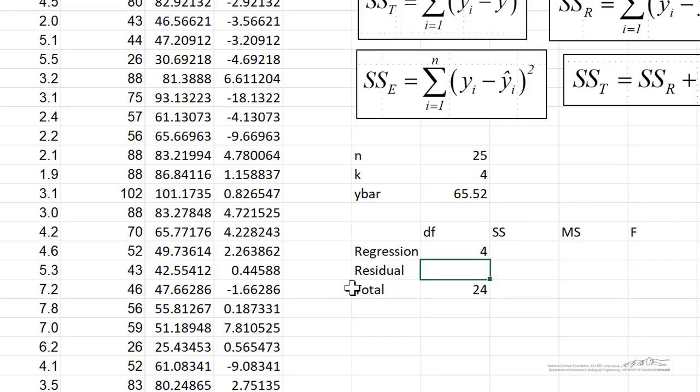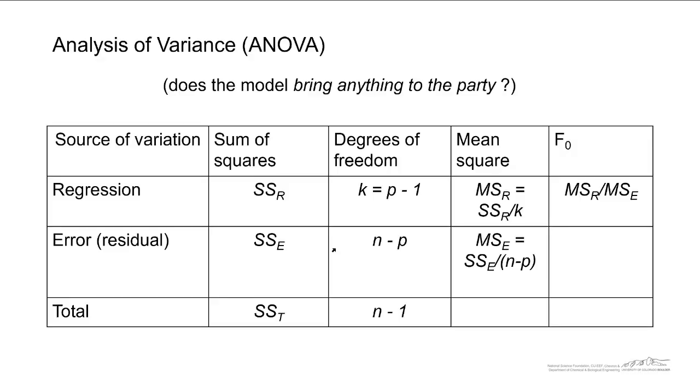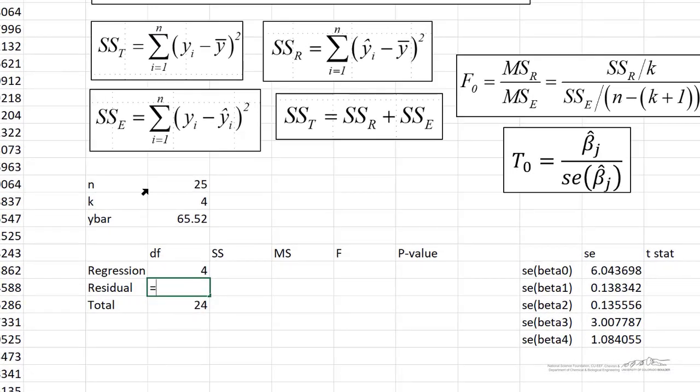The sum of the degrees of freedom for regression and residual have to sum to the total degrees of freedom, but you also know from what I went over earlier that the degrees of freedom for error are n minus p, or n minus quantity k plus 1. So let's go ahead and do that, n minus quantity k plus 1, and that equals 20. So these two degrees of freedom, regression and residual, or error, should add to the total.